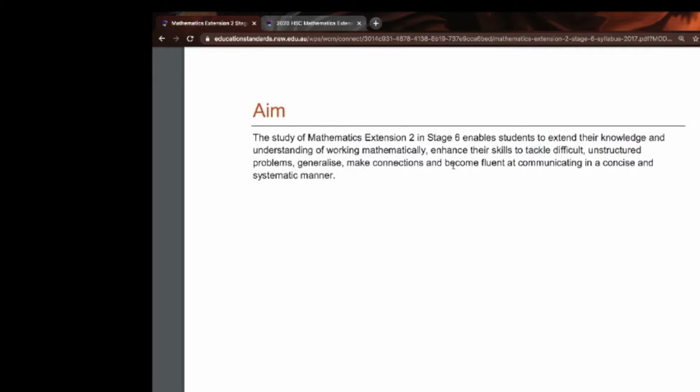And this is really a true statement because while initially the different topics may seem disparate, they are truly all interconnected, and if you understand one area, such as vectors, it will enhance your understanding in complex numbers. And the markers will try to expose this in the exams, where they'll structure the questions so that multiple topics are involved. And you'll become fluent in communicating in a concise and systematic manner. Communication is really emphasized in the syllabus, and we'll get to that later.